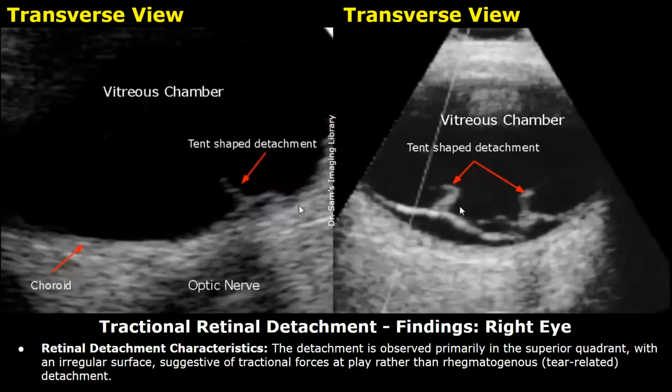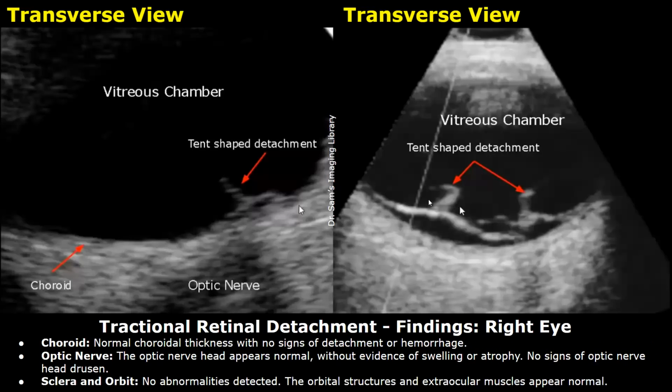Retinal detachment characteristics: the detachment is observed primarily in the superior quadrant with an irregular surface suggestive of tractional forces at play rather than rhegmatogenous, that is, tear-related detachment. The other eye structures were normal.